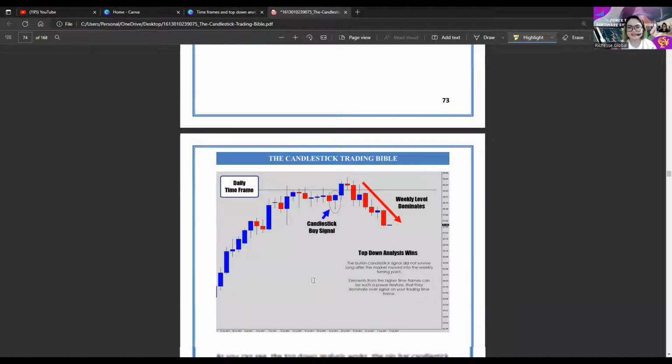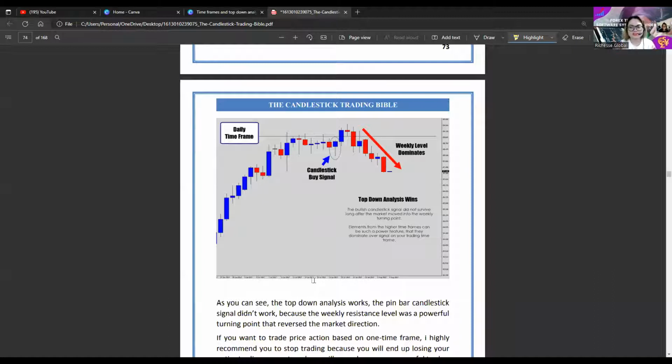Tingnan natin yung nangyari in a daily time frame. The candlestick nagkaroon siya ng buy signal dito sa turning point ng ating daily time frame. Nagkaroon siya ng pin bar. Then, on the weekly, yan, dominates. Top-down analysis wins. Ibig sabihin, yung top-down analysis natin nanalo, it is because tinignan muna natin sa ating weekly time frame, then pumunta tayo sa ating daily.